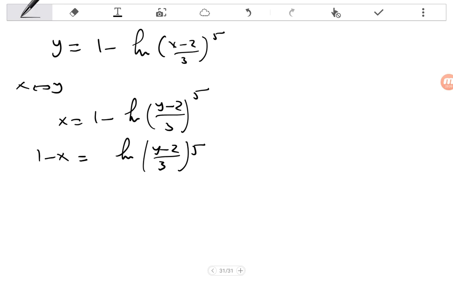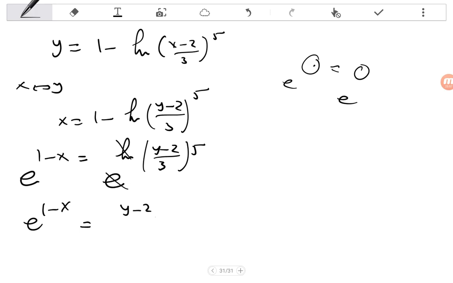Okay, I'm not telling you multiplying by e. No, it is taking e to the power of both sides. If I have a side equal to another side, then e to the power of this side will just be equal to e to the power of the other side. So in this case, e to the power 1 minus x equals e to the power of that side. So that will be e^(1-x) equals (y minus 2 over 3) all to the power 5.